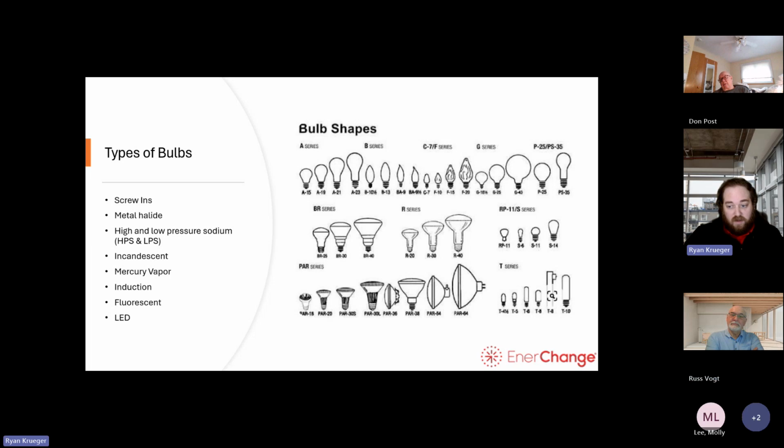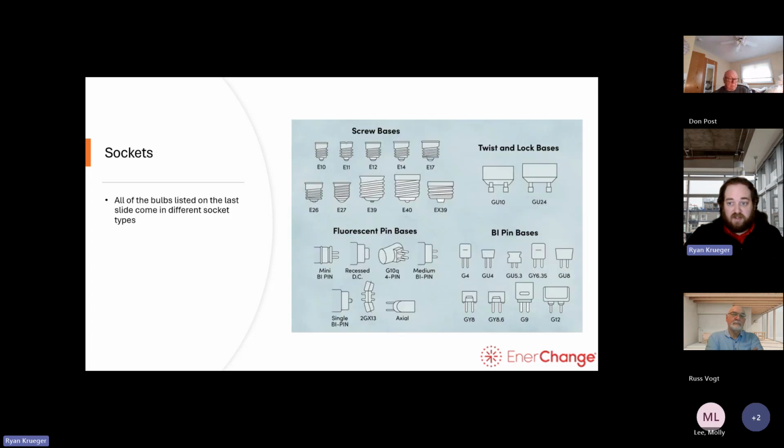And then as far as fluorescent, fluorescent also got implemented across the board on a lot of these different types of bulbs. And then LED covers the whole spectrum. And this next slide is sockets. So there are lots of different socket types.